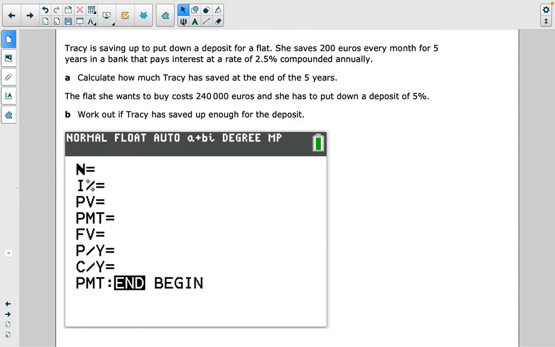It doesn't clearly say here. So Tracy's saving up to put a deposit on the flat. This is one key thing. Usually compound interest is for investments or loans, but this is saving up.